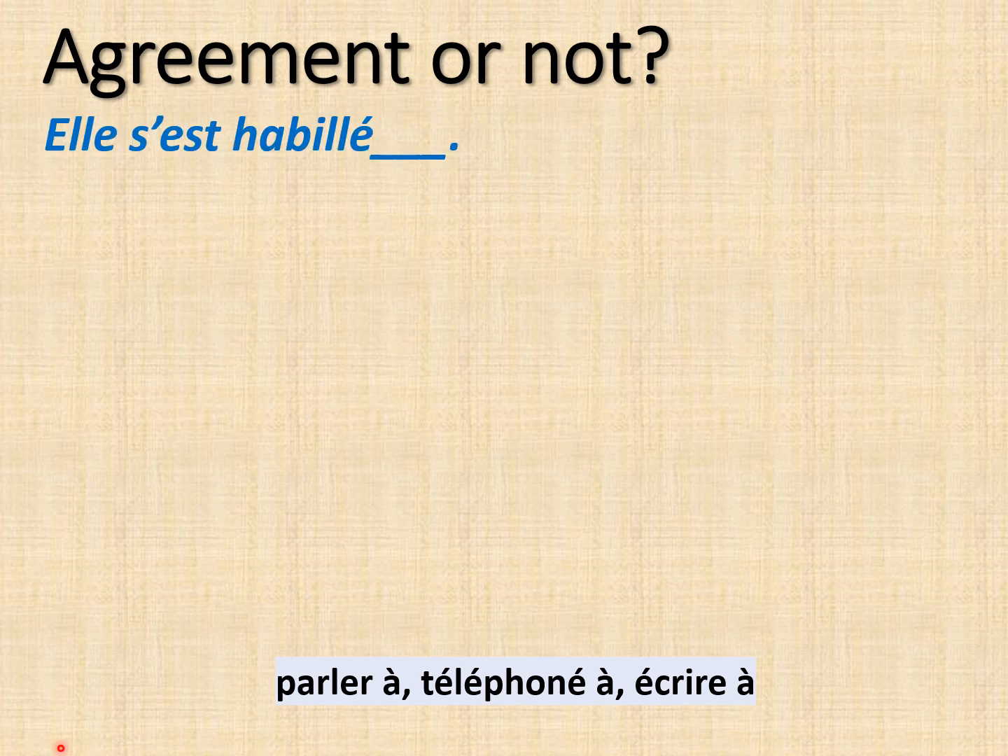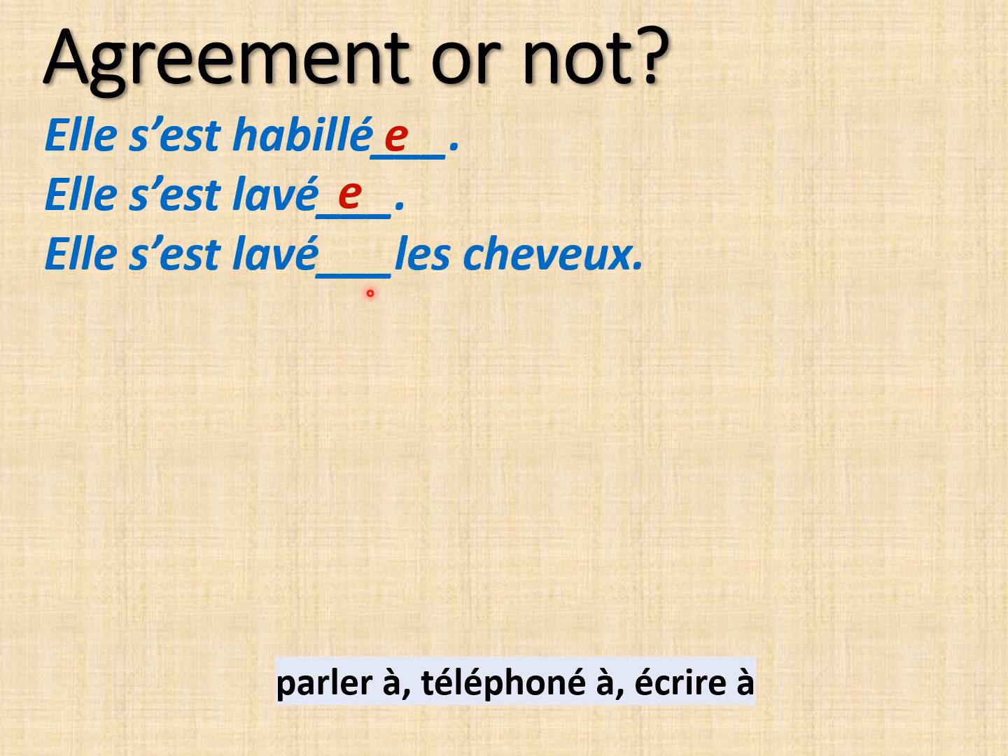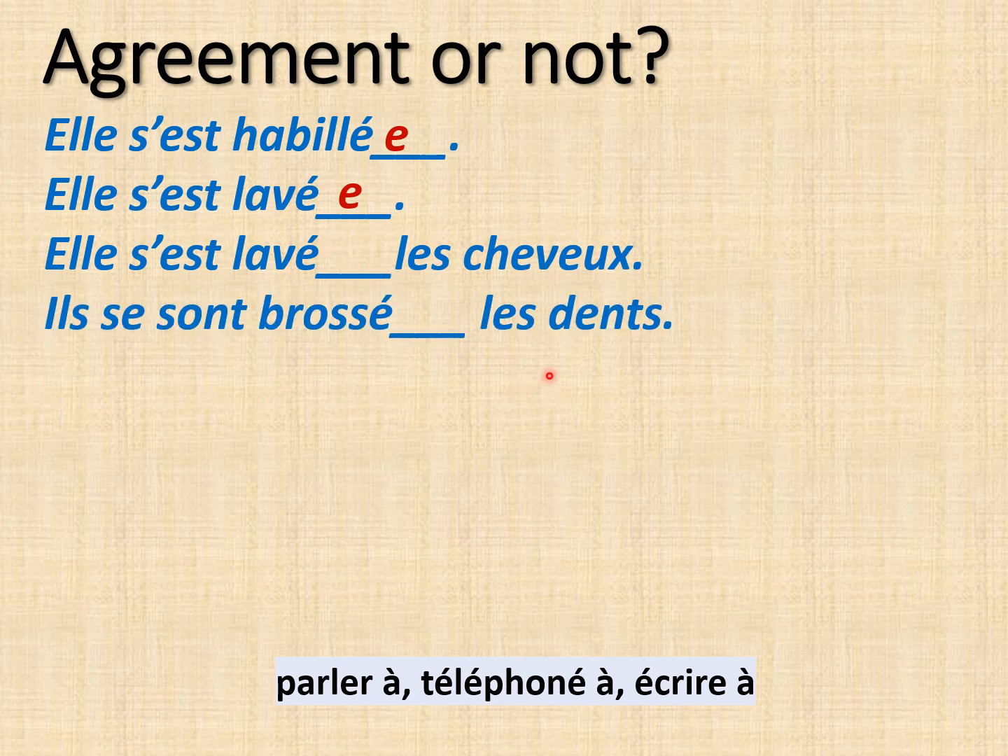So this is past tense. Elle s'est habillée. Do we need an agreement here? Yes, the subject is feminine, so we add an e. How about here? Elle s'est lavée. Elle, feminine, so we're adding an e. Elle s'est lavé les cheveux. Don't let me trick you. When we add that body part, we have no agreement. Ils se sont brossés les dents. Same thing. Because there's a body part, we're not going to add an s there.